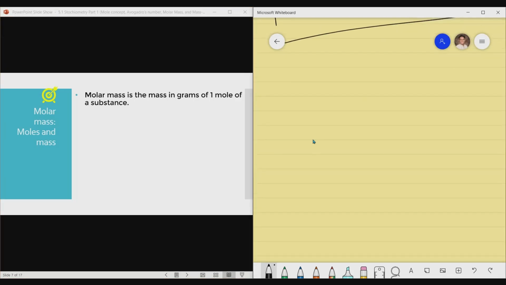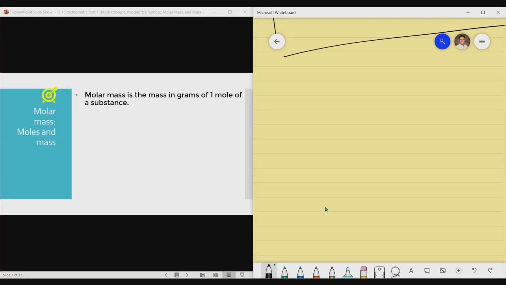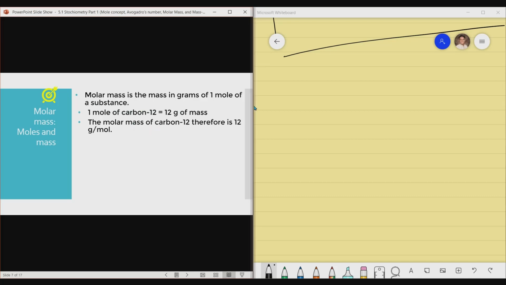Now, at this point, I'll be talking about a new topic, which is molar mass, the relationship now of moles and mass. Molar mass is simply the mass in grams of 1 mole of a substance. Again, molar mass is simply the mass in grams of 1 mole of a substance. This means that 1 mole of carbon-12 isotope is equal to 12 grams of mass. Therefore, if we just translate the equality, the molar mass of carbon-12 therefore is 12 grams per mole.